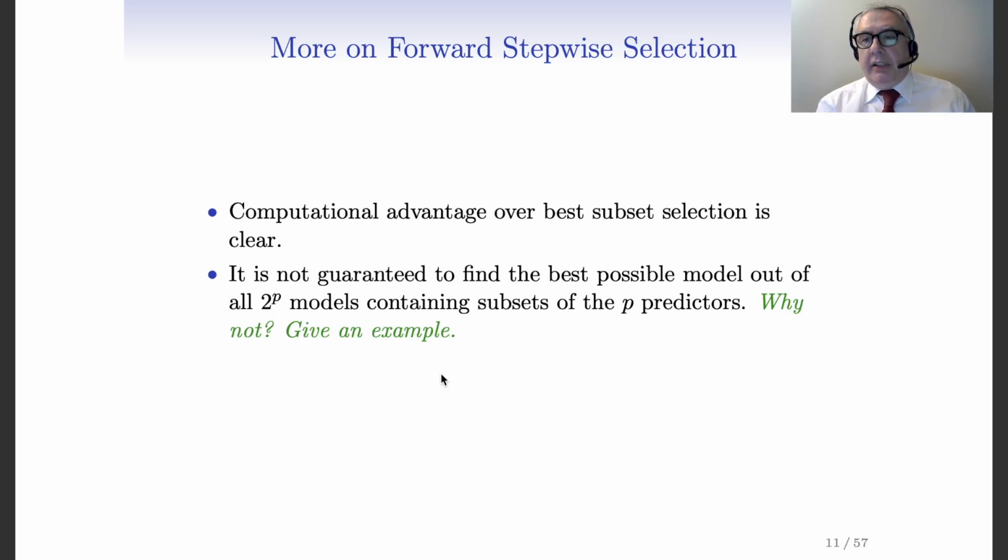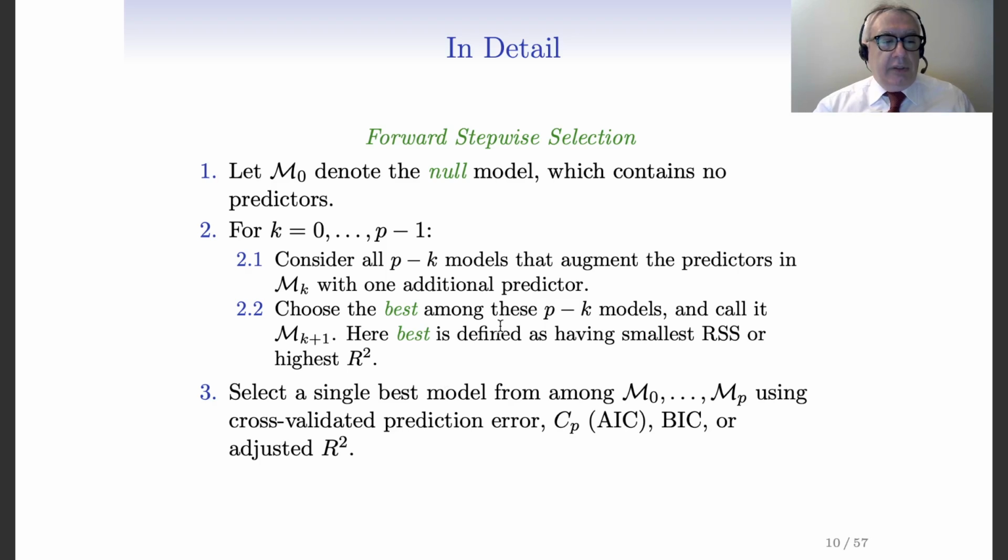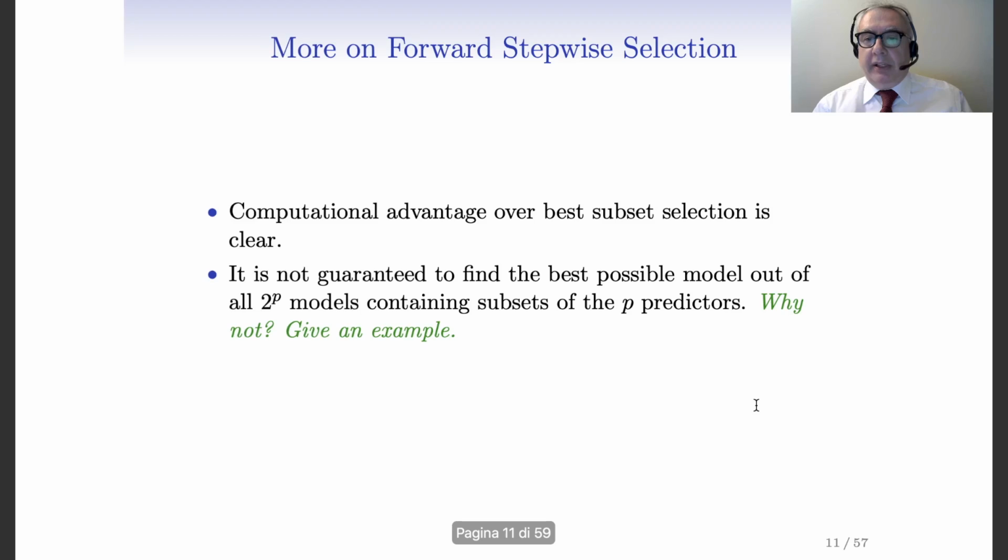Another issue is whether it is really necessary to go on until you arrive at MP. For instance, if you have 100 or 1000 predictors, is it really necessary to obtain all the models M0 to MP? Usually the idea is that you could stop before arriving at M100, so we'll stop at M10, M20 or something like that.